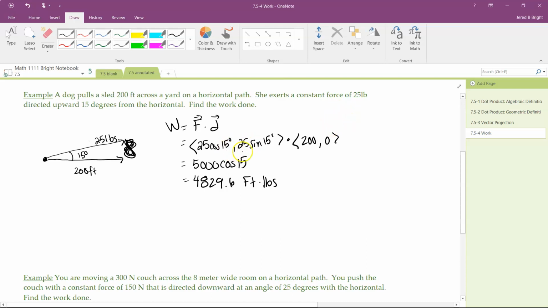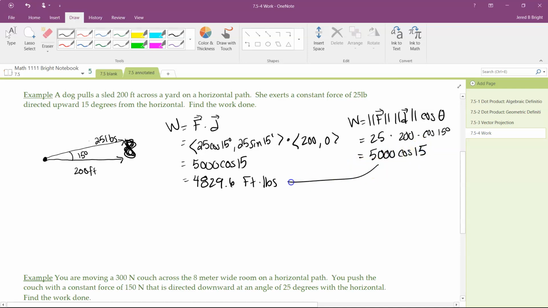Now, I'm going to do it a different way that doesn't involve representing it in vectors, and that's just work is magnitude of the force times magnitude of the displacement vector times cosine of the angle in between them. That is the same as the magnitude of force, 25, the magnitude of the displacement vector, 200, and then I multiply by cosine of 15 degrees. Isn't that the same as 5,000 cosine 15? Yep, it is, so I get the exact same answer. Just another way of looking at the problem and setting it up.